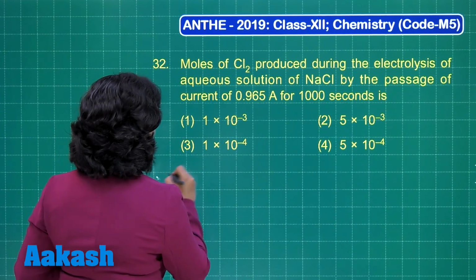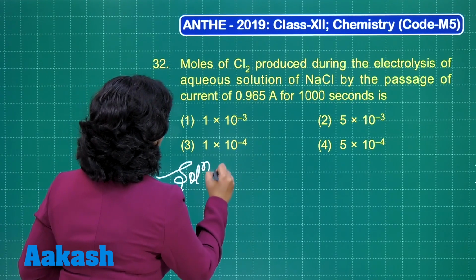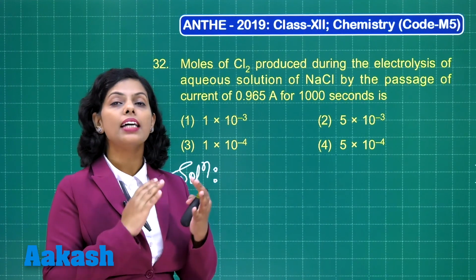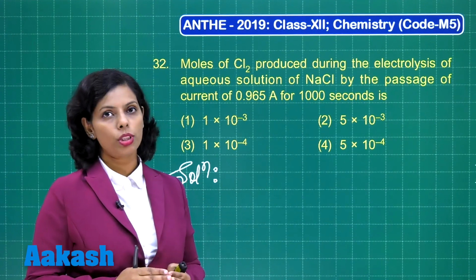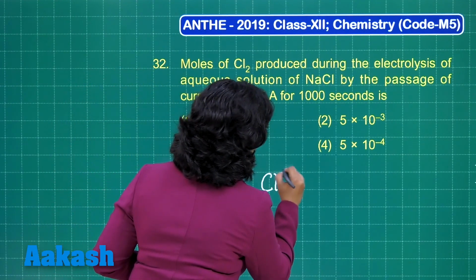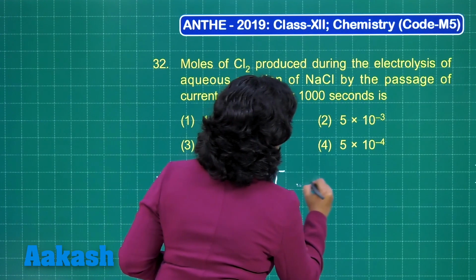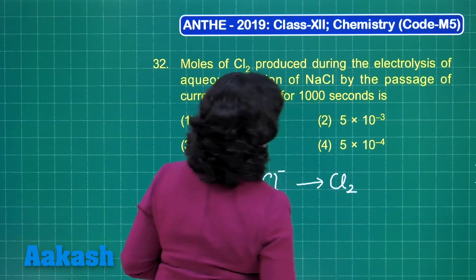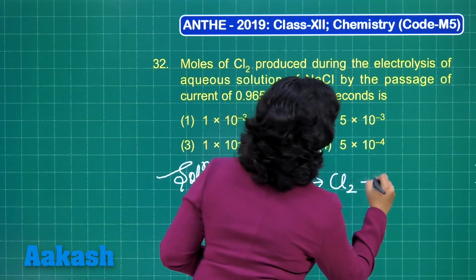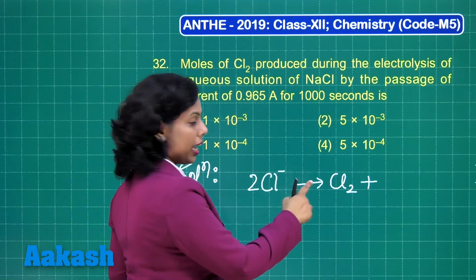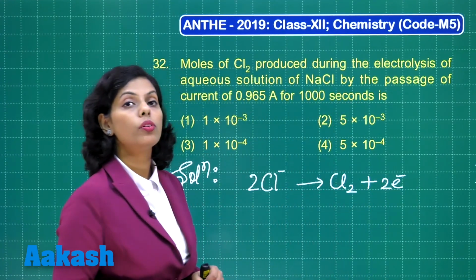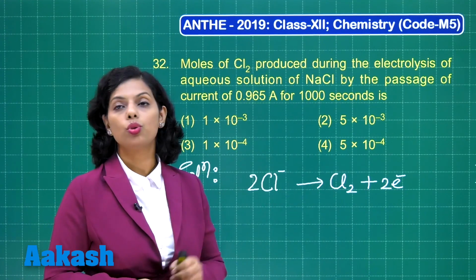First of all, we need to understand what is the process that's taking place. We know that in sodium chloride, chloride ions are moving towards anode and they are responsible for the production of chlorine gas. So what happens here? Chloride ion you have and you need to produce chlorine gas from it. So 2 mole of chloride ion you need to take to give you 1 mole of chlorine gas, and the total moles of electrons involved during this process are 2 mole.